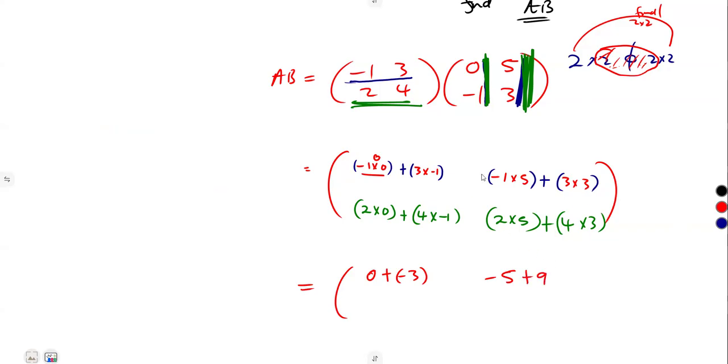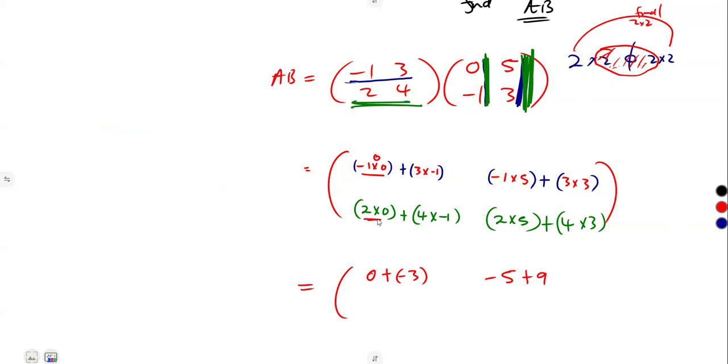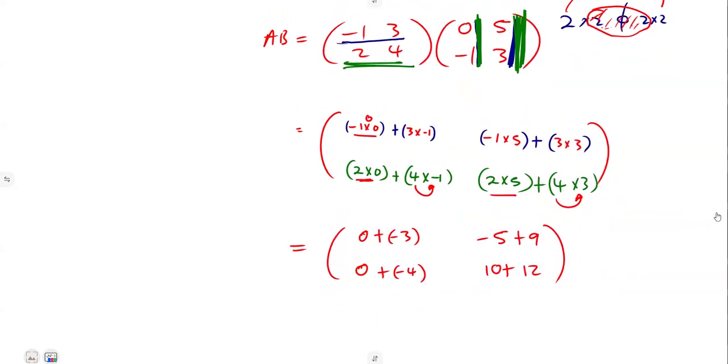The next one, I'm just going to skip this stage of writing a lot of things, all right? 2 times 0, that's a 0. We add to 4 times -1, which is what? -4. 2 by 5, that's 10. 4 by 3, that's what? That's 12, okay? So this is what you're going to have.